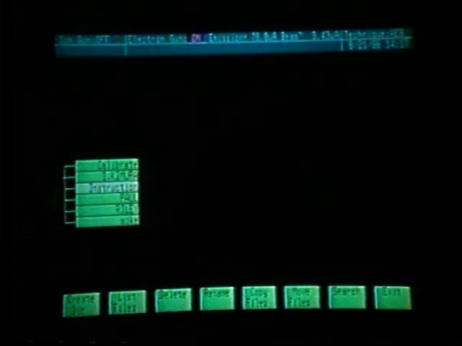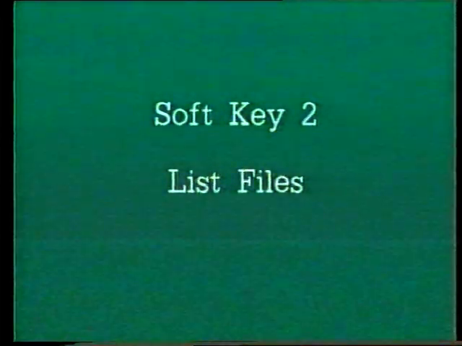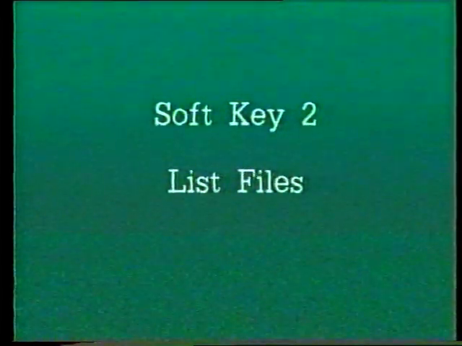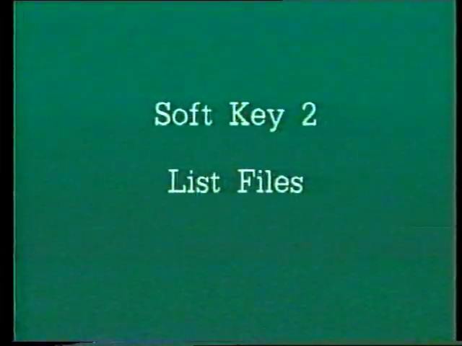We would like to list the files, that is using soft key number 2. We must first be certain that the correct subfile is highlighted. The subfile we are interested in is entitled instruction, and at this time is highlighted. We can now press soft key number 2 to list files.